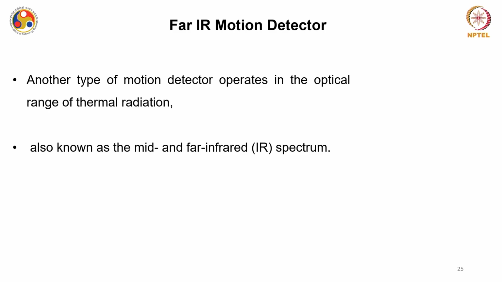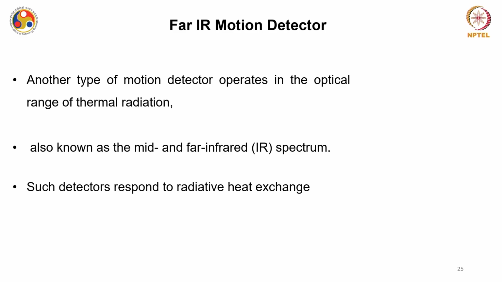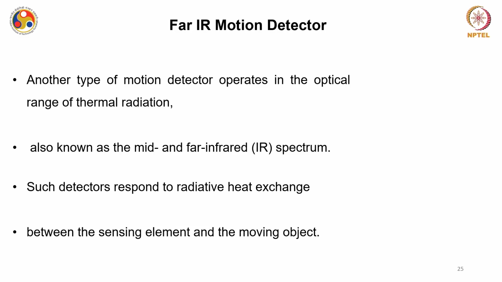This kind of far IR motion detector is based on the optical range of thermal radiation. This thermal radiation range is also known as the mid IR and far IR range. Now the detectors of these far IR motion detectors respond to radiative heat exchange between the detector and the object. So this exchange of heat between the sensing element and the moving object, or the object which is of our interest, is very crucial for this kind of sensor.